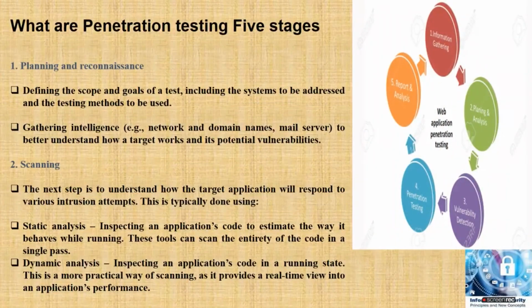The first one is planning and reconnaissance. You define the goals and gather as much information as you can about the target. For example, if we are talking about web penetration testing, you can gather information about the network and the different servers found in it, like the DHCP server, DNS server, mail server, and so on, and the different domain names and subdomains, to better understand how a target works and what its potential vulnerabilities are, to try to exploit them after that.